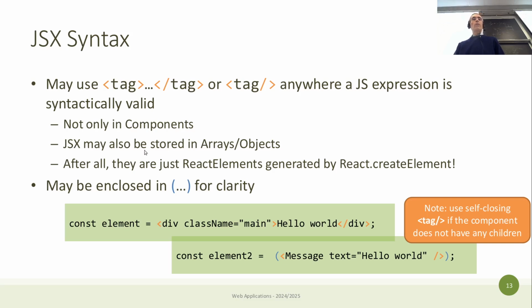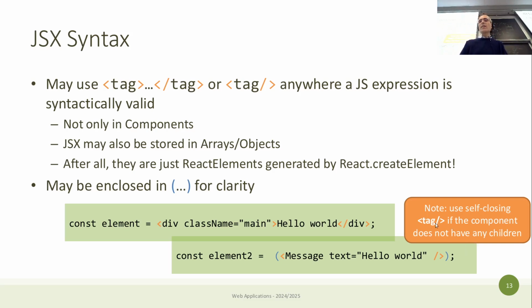Okay. But it means also that JSX can also be stored in arrays, objects, and so on. Because it's just something that is a valid JavaScript value, okay? Basically a reference to an object in short, okay? Sometimes you might want to enclose the JSX with round brackets just for clarity, okay? And you can do that because they are JavaScript expressions, okay? In the end, everything that is valid in JavaScript is valid with the JSX.